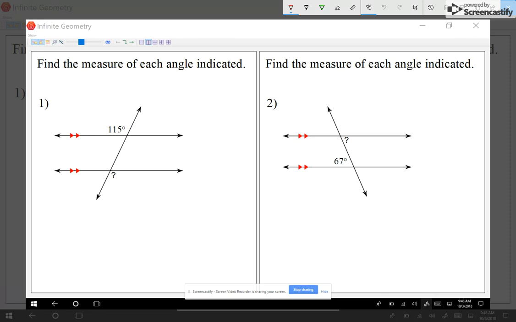There's four types of angles, but today we're only going to look at two types, and one of them is going to be called alternate interior, and the other one's going to be called alternate exterior. The word alternate means that I'm going to give you angles that are both on opposite sides of the transversal. So one of them is going to be on the left, and one of them is going to be on the right.